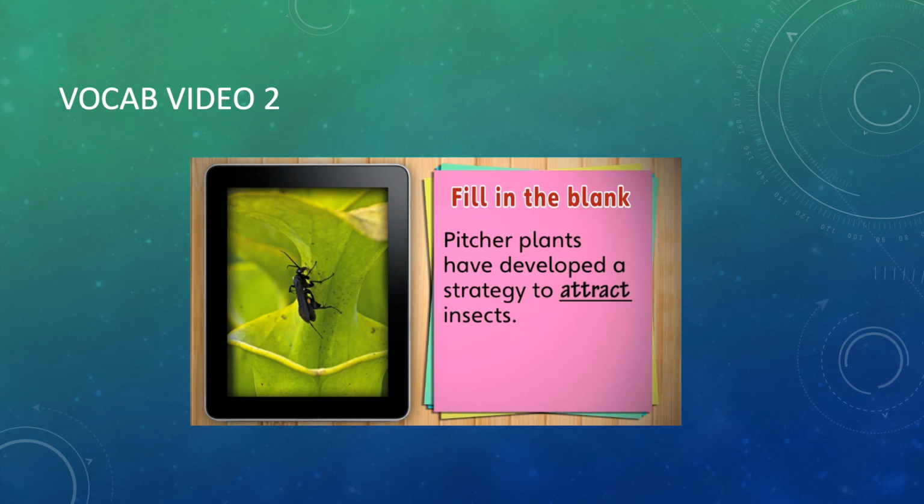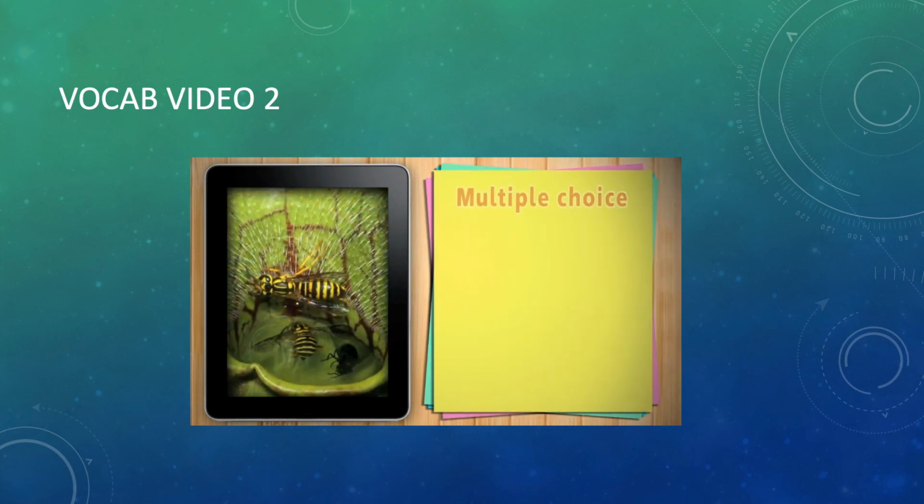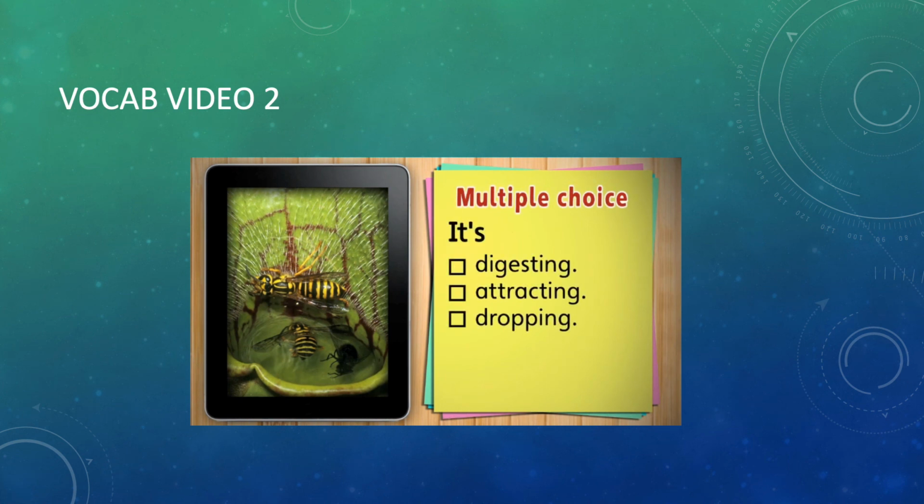Look out, little one! It's your last chance! What is this plant doing? Is it digesting, attracting, or dropping the insect? It's digesting the insect.